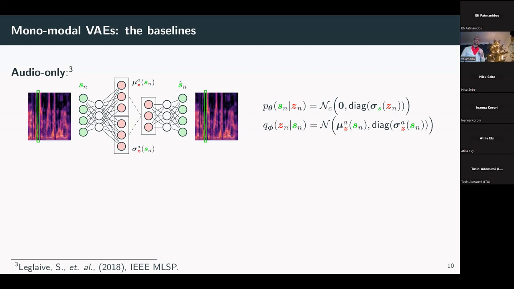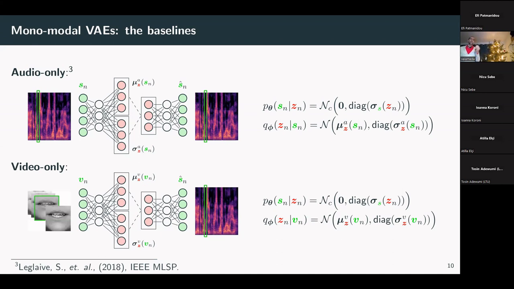So whenever we are going to think about a multimodal VAE, the first and most important thing in a multimodal problem, one question that you have to ask yourself is, how does it compare to monomodal problems, right? So these are going to be many, many times your baselines or part of your baselines, right? So of course you can have an audio only VAE, right? So basically an autoencoder that is trying to reconstruct the speech signal from the speech signal. And you can have, let's say, a video only, in quotes, in the sense that you reconstruct the audio signal from the video signal, all right? So these are going to be our two baselines.